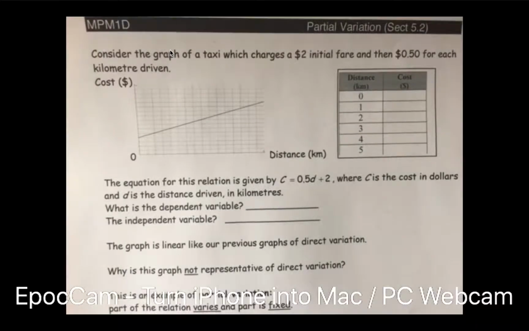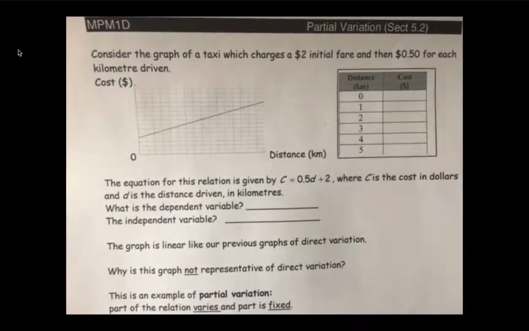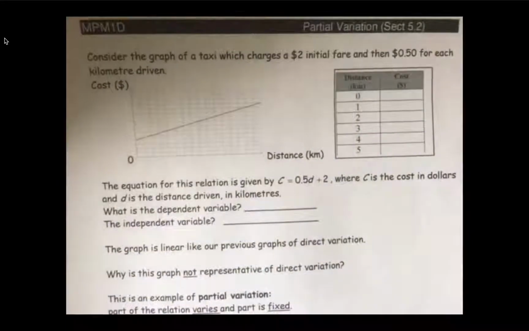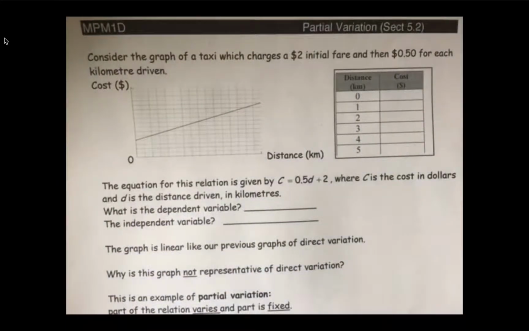So this is a partial variation situation that we're talking about. In terms of real world scenarios, this note sheet is asking you to consider the graph of a taxi which charges a $2 initial fare and then 50 cents for each kilometer driven.